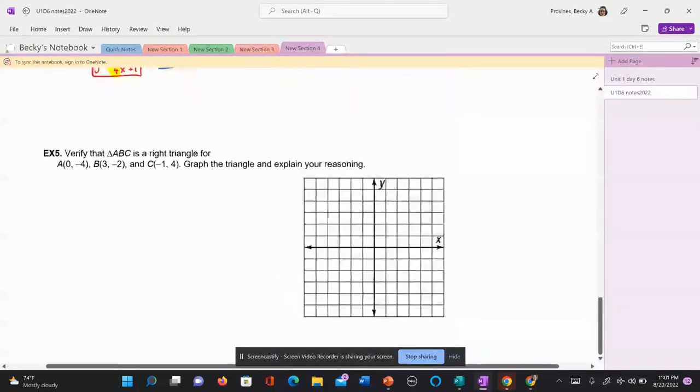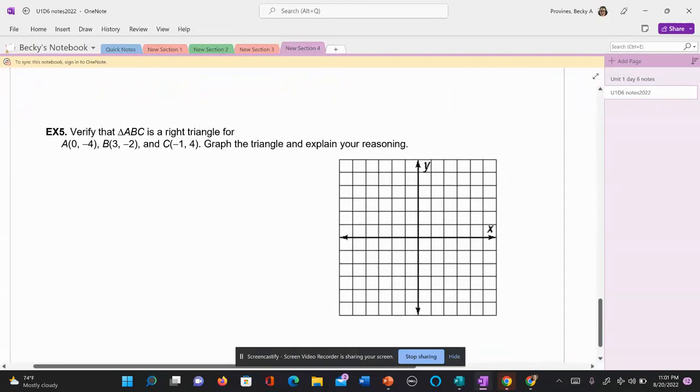Okay. And the last question. Verify that the triangle ABC is a right triangle. So we're going to graph these points. 0, negative 4, 1, 2, 3, 4. This is point A. 1, 2, 3, 1, 2. This is point B. Back 1, up 4, 1, 2, 3, 4. And this is point C. All right, I'm going to just try to draw this in the best that I can. Graph the triangle and explain your reasoning.